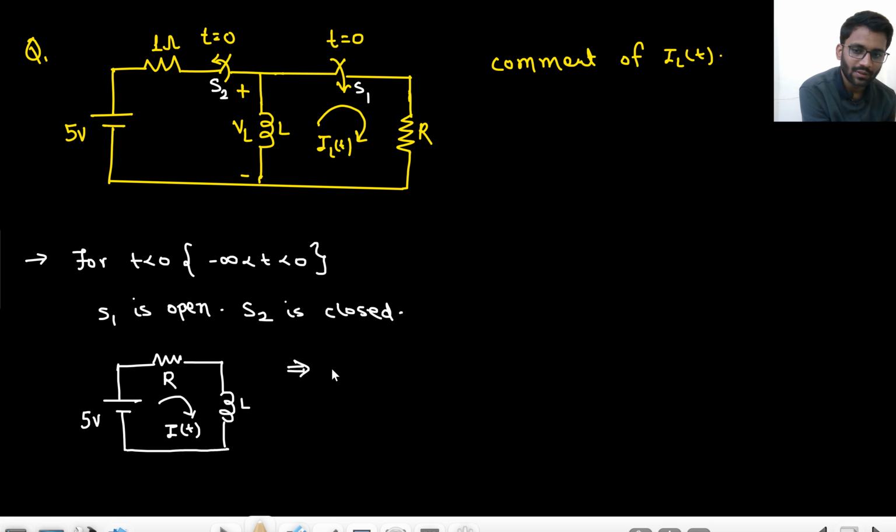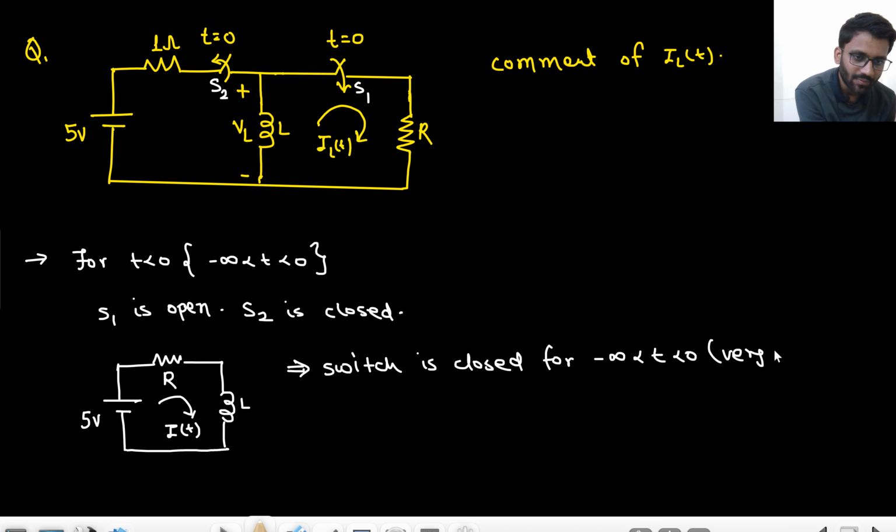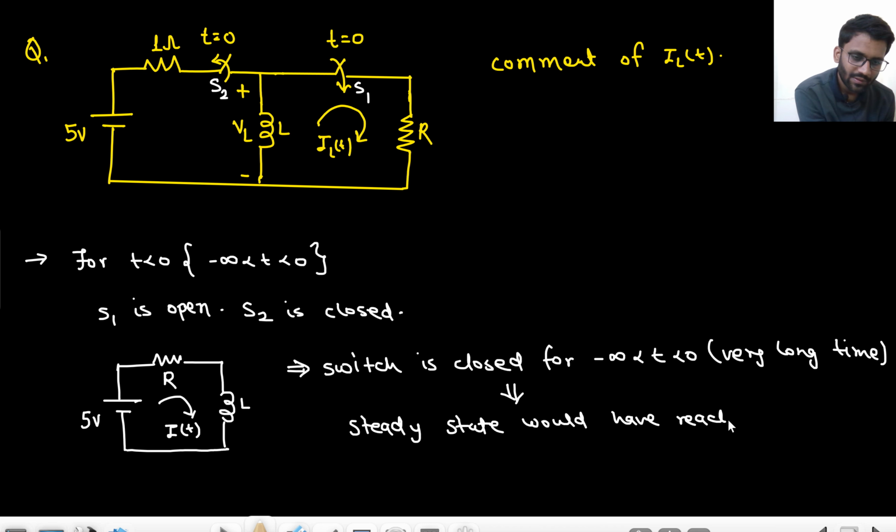So the switch is closed from minus infinity to t. That means it is a very long time. That means steady state would have reached. So the switch is closed for a very long time, which means steady state would have reached.